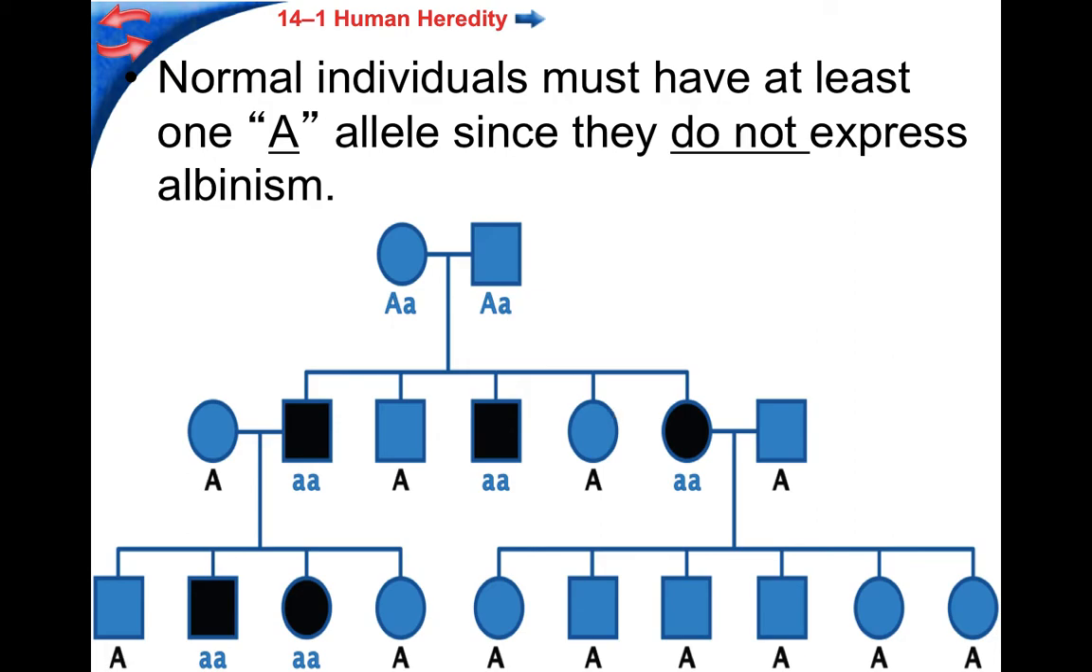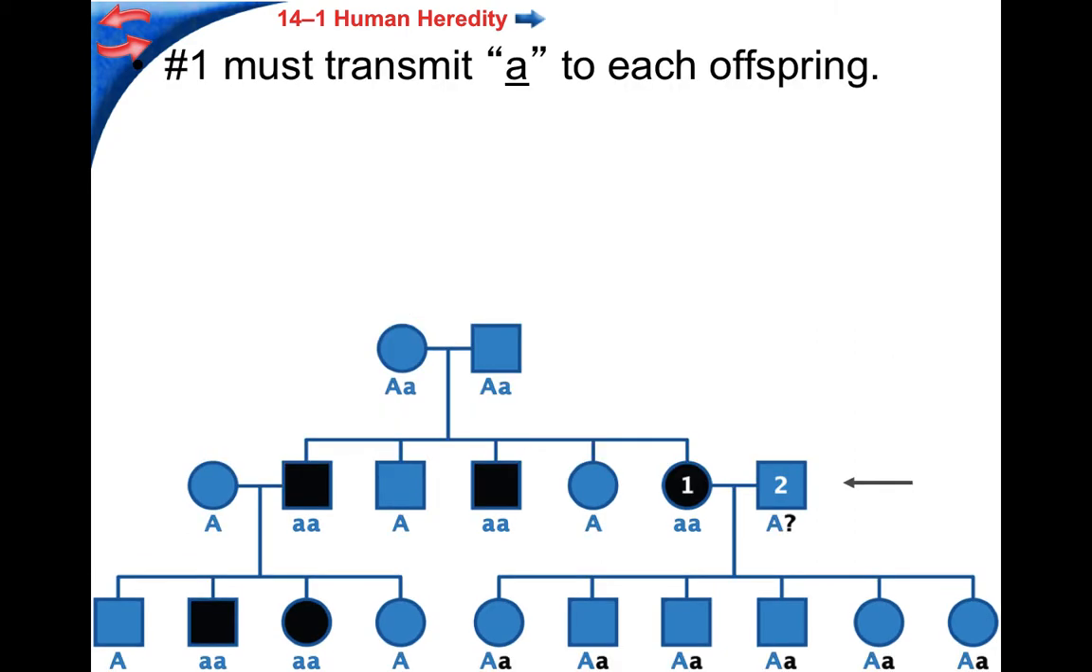Okay, so I now went through and I added a capital A to everybody else on the pedigree because they're not albinos. They have to have the dominant allele. Okay, so now we're going to go through and try to figure out each person's genotype. I'm going to just start down here. You can see they're numbered 1 and 2.